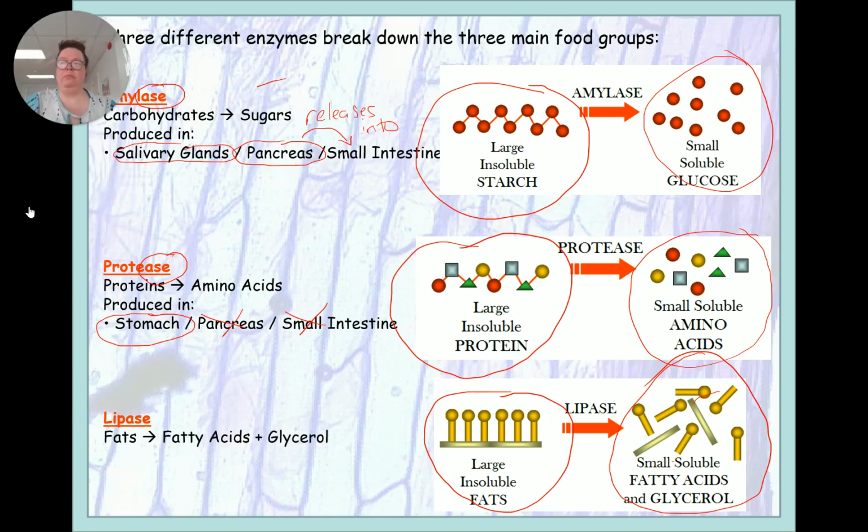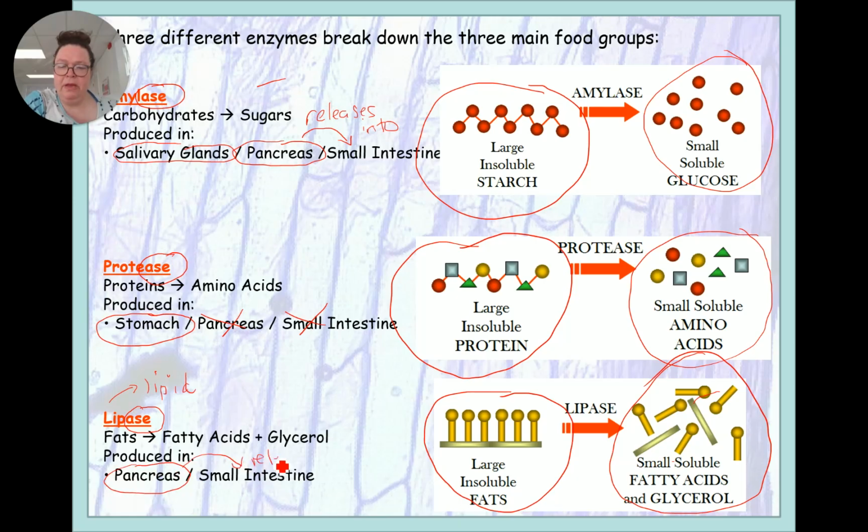Right, so one more. Okay, so we are looking at lipase, which is here. And lipase changes our fats to fatty acids and glycerol. Again, ASE, lipase. Now the posh word for a fat is a lipid. That is why it's not called fatase, it's called lipase. Now let's have a look at where this happens. Made in the pancreas, and again released into the small intestine. So these are the three enzymes that you need to know.